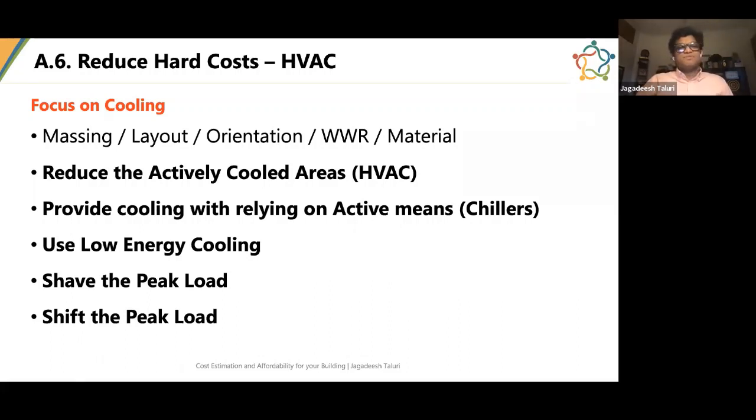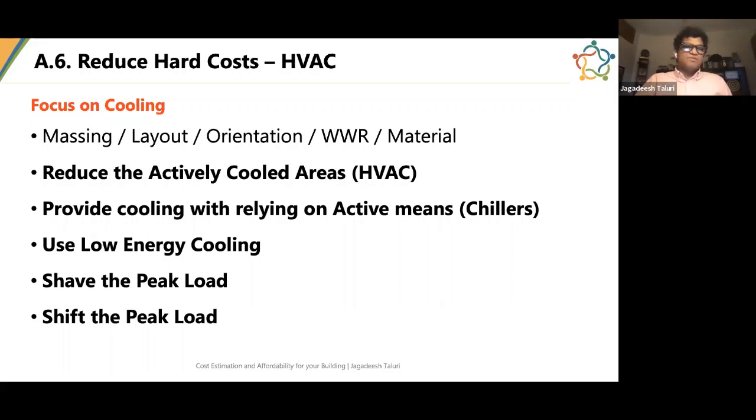So first and foremost, you should try to reduce the actively cooled areas. The more you can reduce the actively cooled areas where you are actually relying on an active air conditioning system, like a chiller or anything, if you can reduce it, use that.